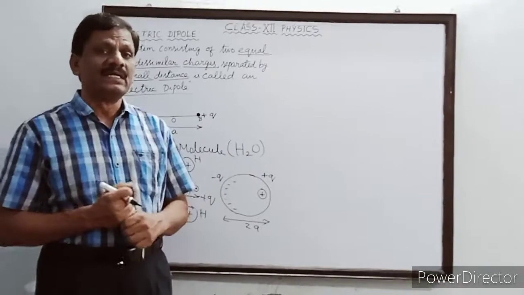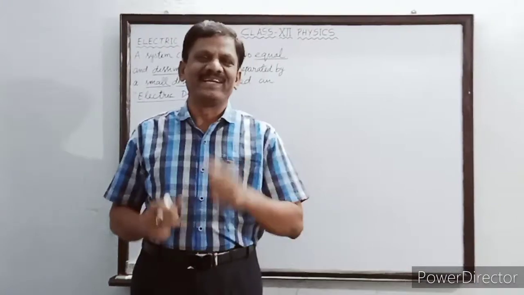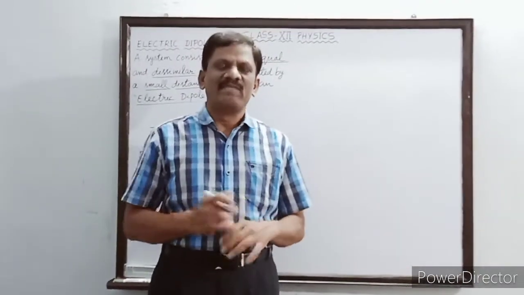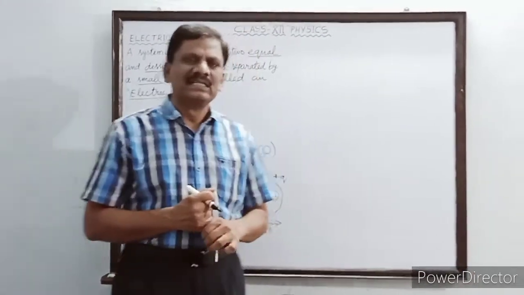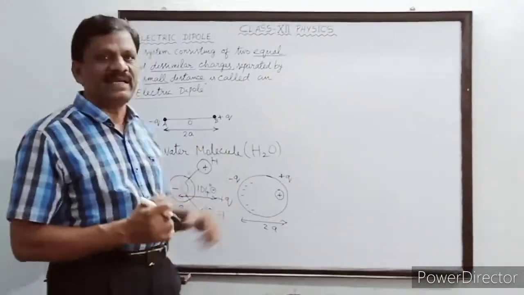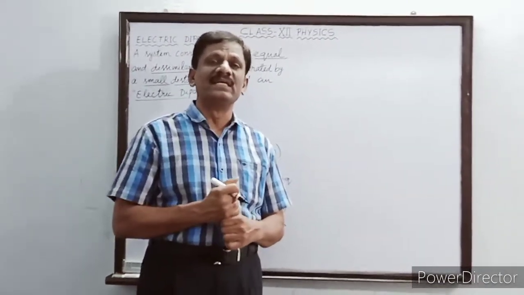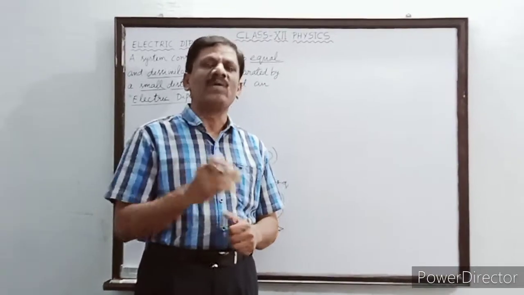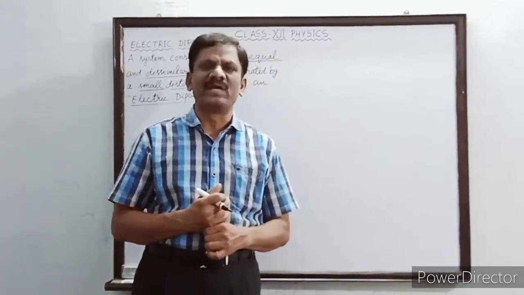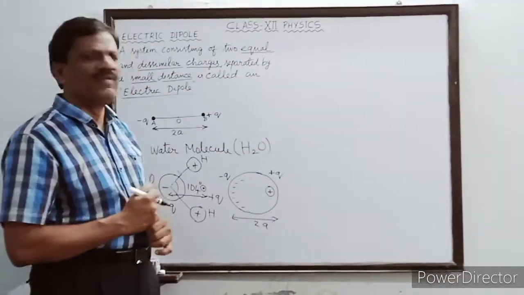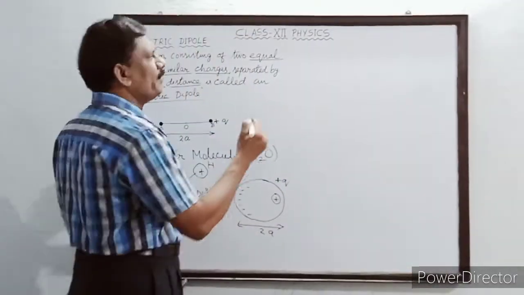Now what will happen when such electric dipoles are placed inside an external electric field? They will rotate, because when they are placed inside an external electric field, they will experience a torque. The strength of every electric dipole is different from the others. For example, the dipole strength of a water molecule and that of chloroform or ammonia molecules will be different. Now, how do we measure the strength of an electric dipole? In terms of its dipole moment.